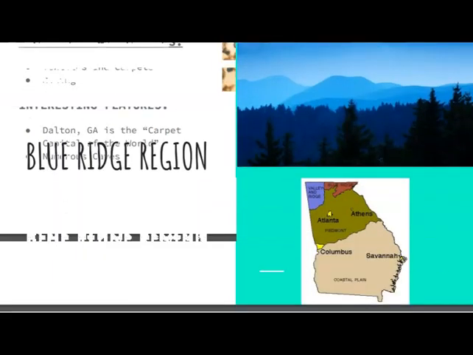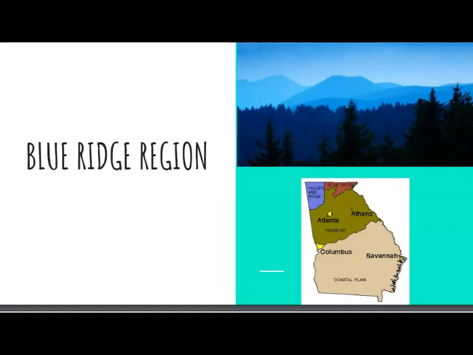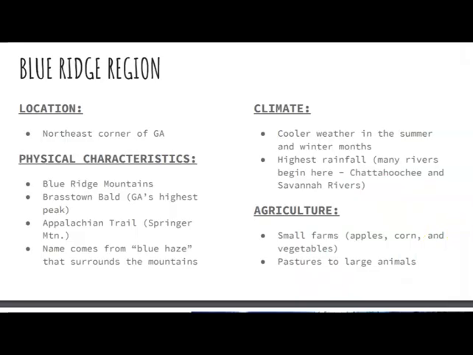The next region that we're going to be talking about is the Blue Ridge region. That's over here in the red on the upper right corner of Georgia. The Blue Ridge region is in the northeast corner of Georgia. Its physical characteristics: it has the Blue Ridge Mountains, Brasstown Bald, which is Georgia's highest peak, and the Appalachian Trail, which begins at Springer Mountain. The name comes from the blue haze that surrounds the mountains. And in the next slide, we're going to see what the blue haze looks like.